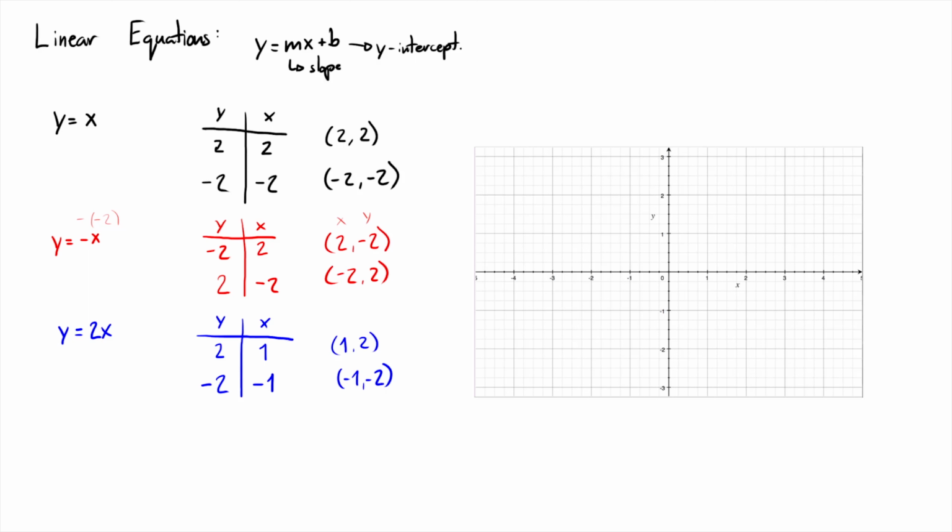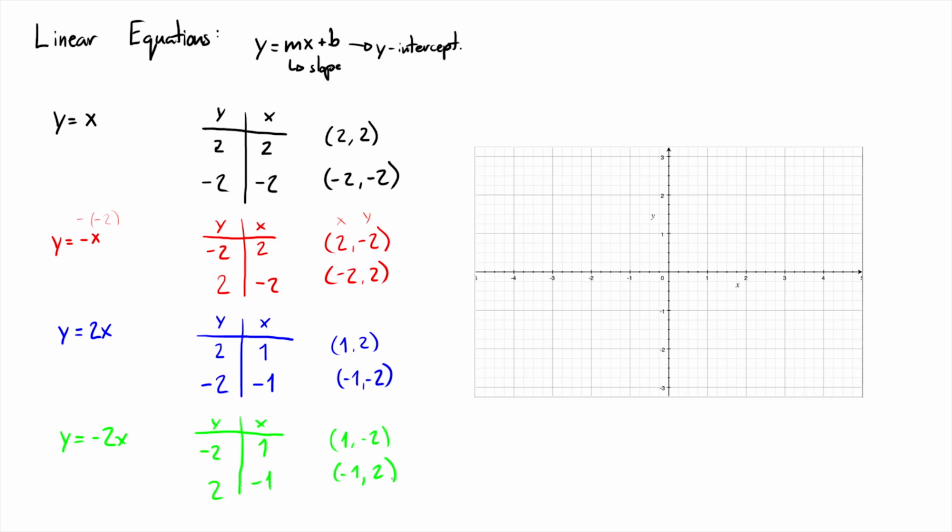And let's do one more, just to be safe here. Our last one is going to be y equals negative 2x. And again, we'll do a little table, y and x. For this one, we'll also do positive 1 and negative 1. So when x is equal to positive 1, y is equal to negative 2. And when x is equal to negative 1, y is equal to positive 2. And we have our final set of points here.